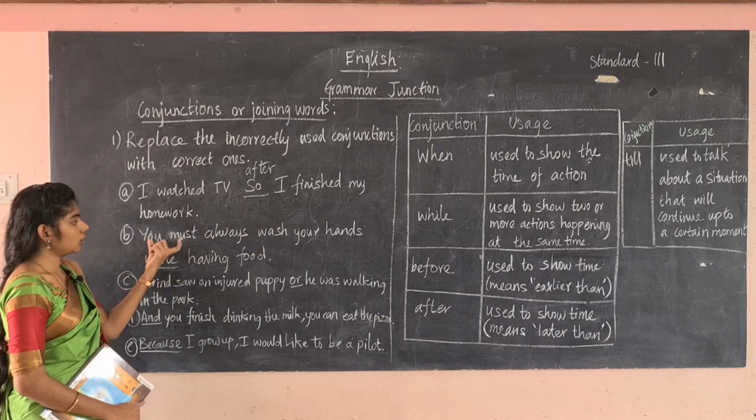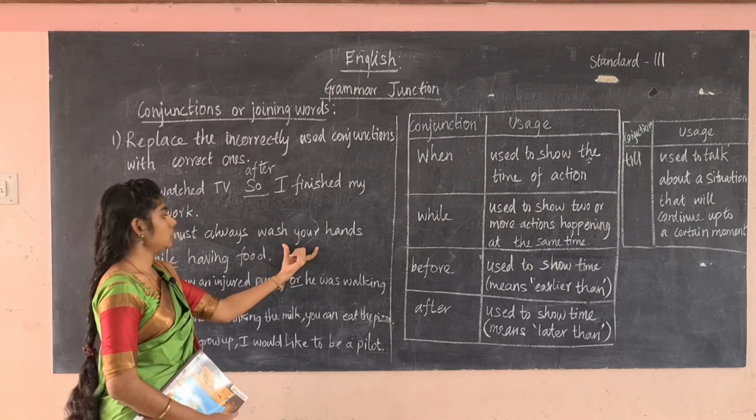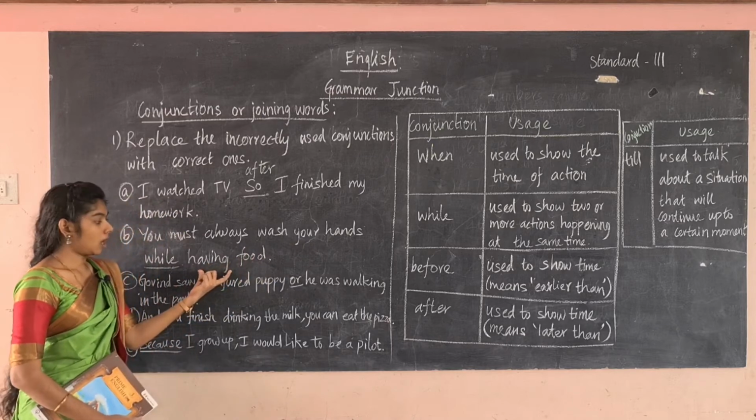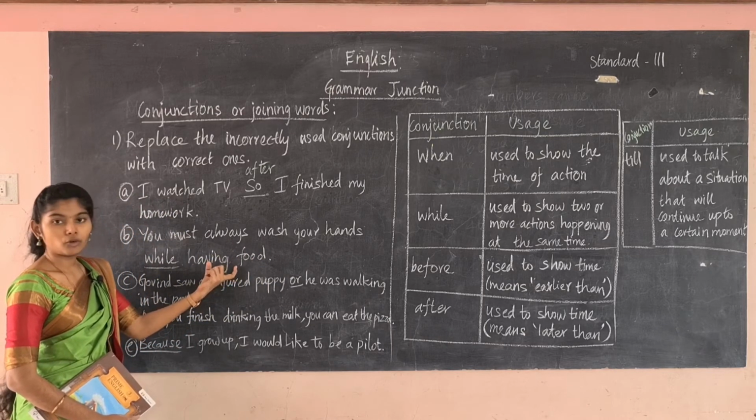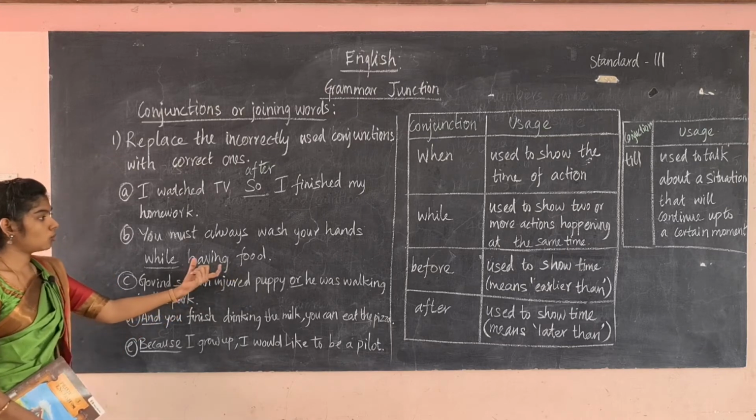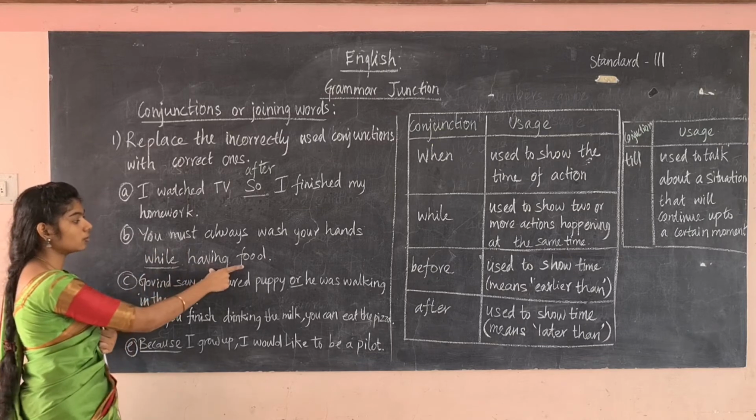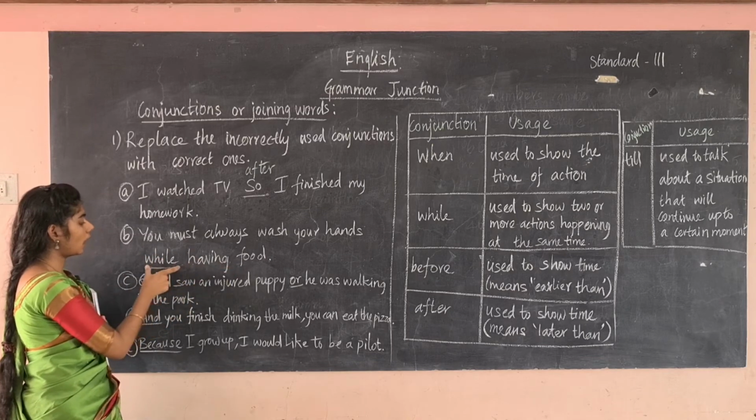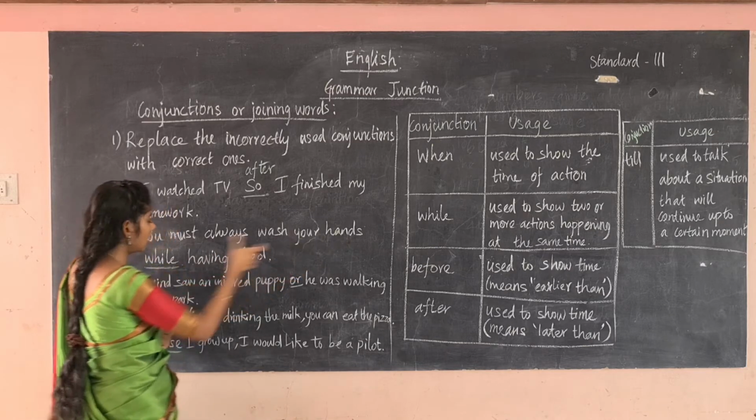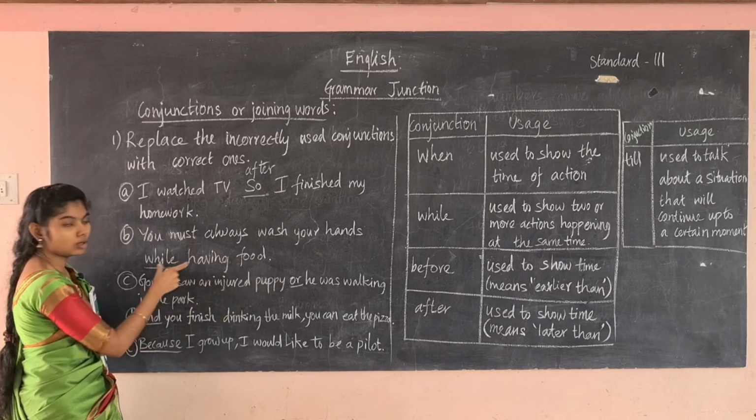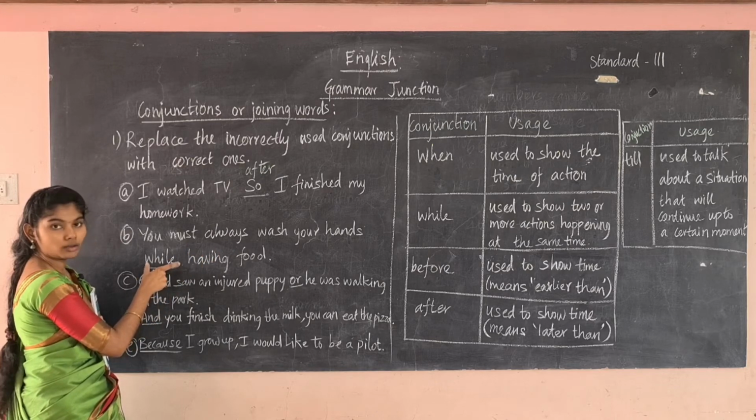So what is given here? You must always wash your hands. You wash your hands, and only after that you will eat the food. You won't wash the hands afterwards. You have to wash your hands before eating the food. So you have to use before. You must always wash your hands before having food. Before eating you have to wash your hands. So here while is not suitable.